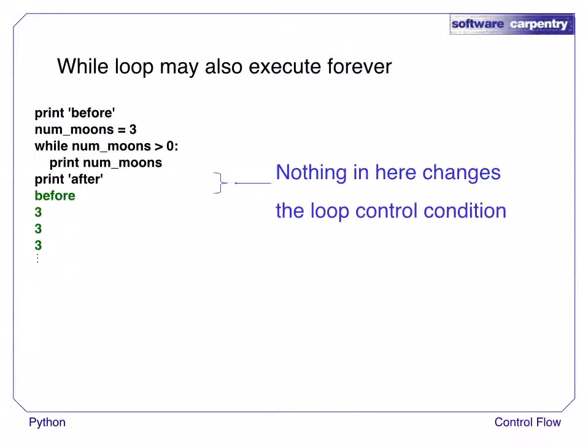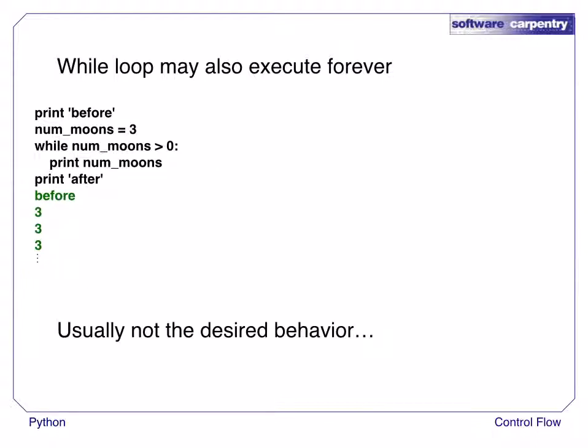Since the loop's control condition was true when the loop started, and we do nothing inside the loop to change it, the loop will run and run until the user gets bored enough to halt the program. Now, this is usually not the desired behaviour, but there are some cases we'll see later where an apparently infinite loop might be useful.